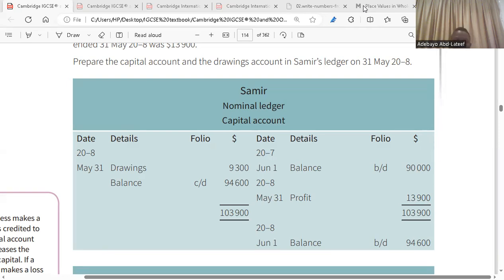So at the end of it all, you take away the drawings. Here they said the owner took 9,300 as drawings. So drawings minus the total on the credit side will give you your balance carried down. So your balance carried down is 94,600. This is the amount that the business will pay Samir. That's the amount the business is owing Samir. Because he's the owner, we don't call it profit anymore, because it has been added up to the capital. Additional capital. Is it clear? Yes, it is. All right.